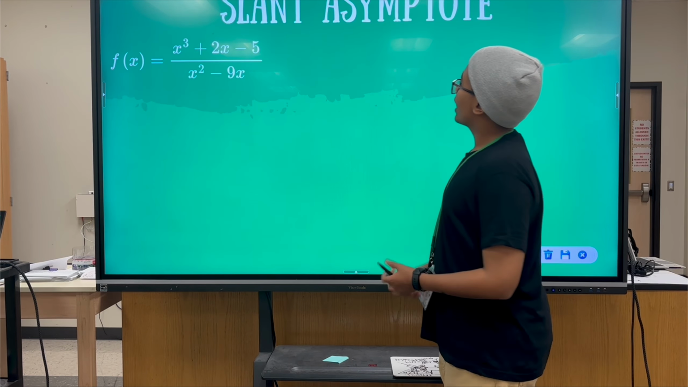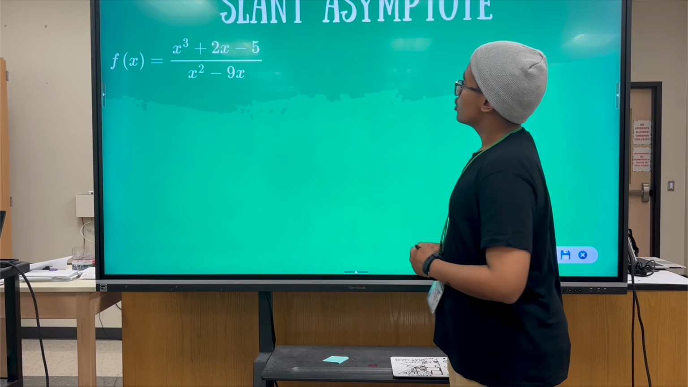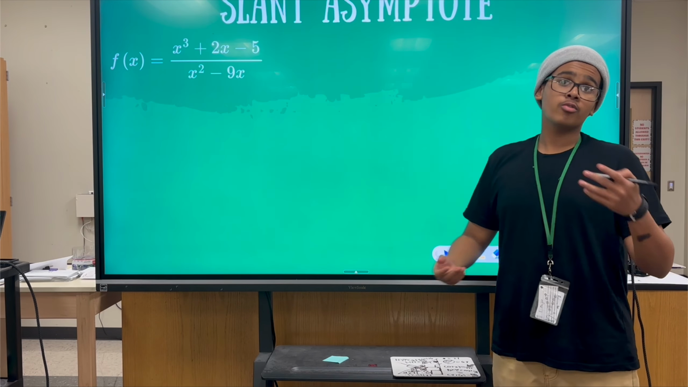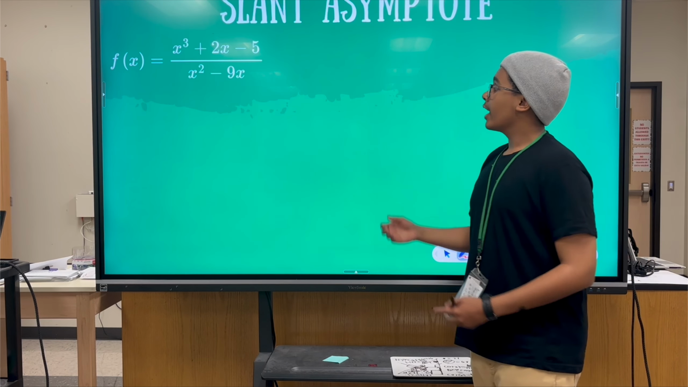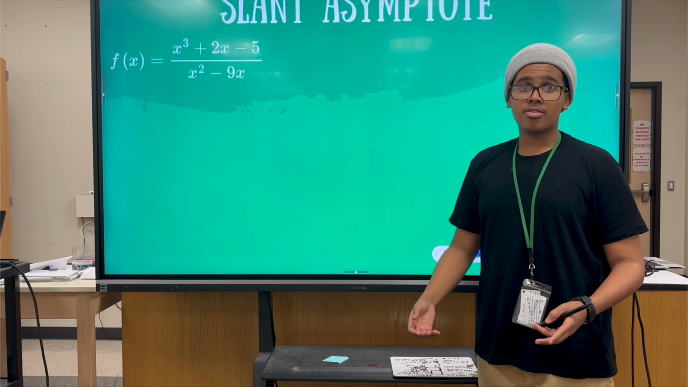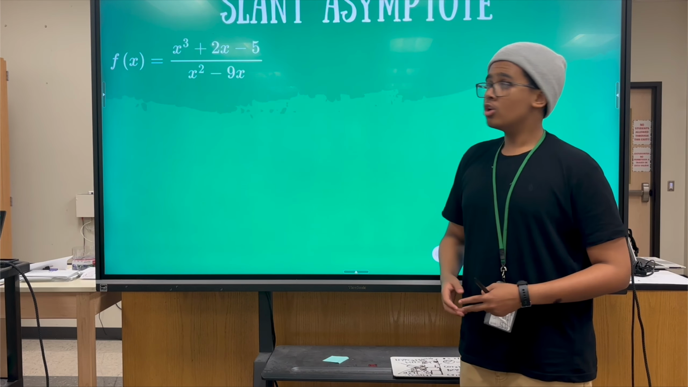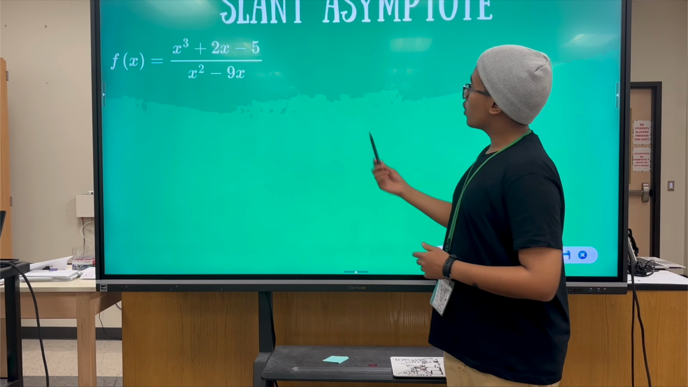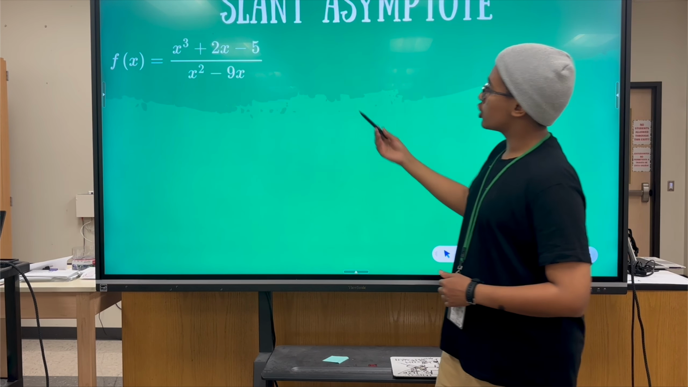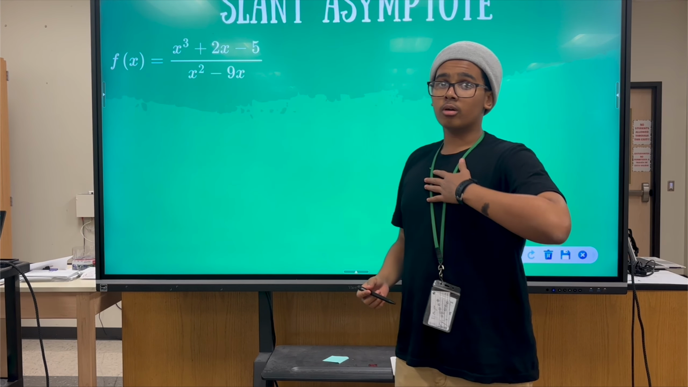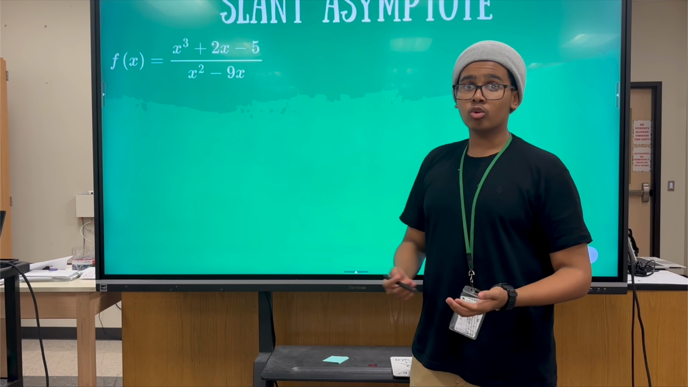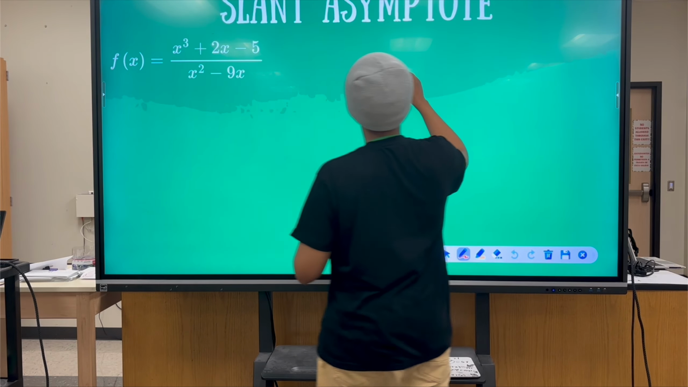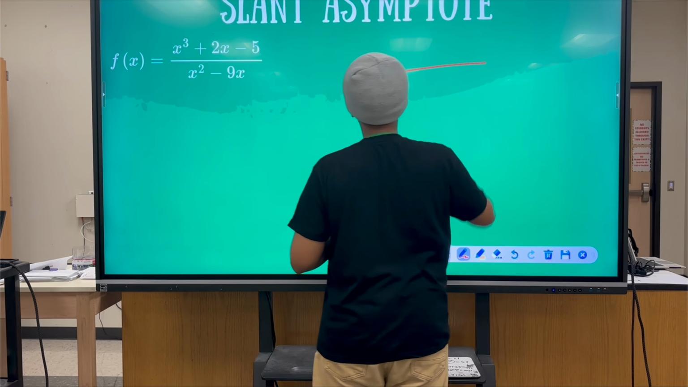So right here we have the slant asymptote problem. When dealing with slant asymptotes, again, you have to divide the top function over the bottom function. And when doing this, we could use two separate methods. We could use synthetic division, or we could use the polynomial division method. Since there is a cube and a square, I would more likely use the polynomial division method, because it would be way easier than actually doing the synthetic division.